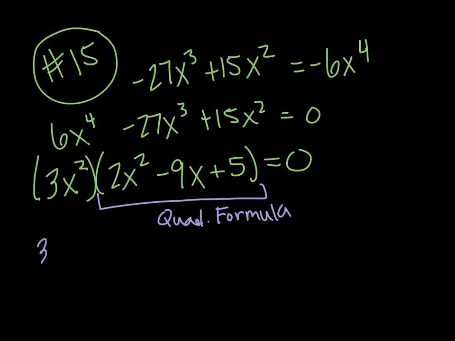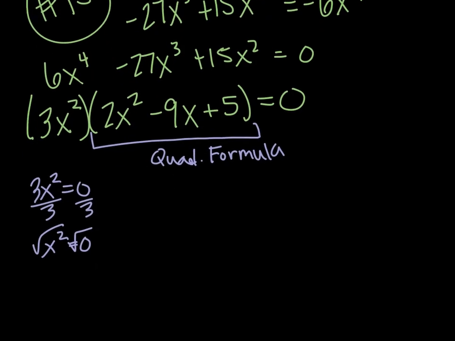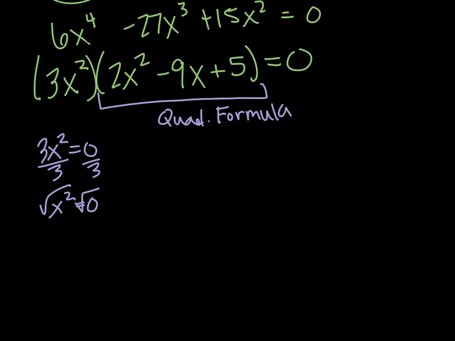equation. You guys can solve for 3x squared right away and say, okay, divide by 3, get x squared equals 0, take the square root, and get x equals positive or negative 0. Technically, it's only one solution, but we'll write it as positive and negative. So let's find our other two solutions by using the quadratic formula.